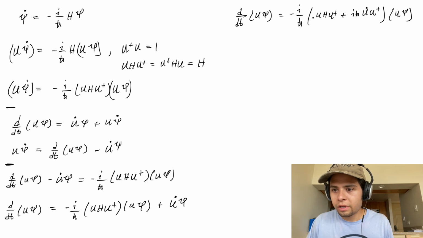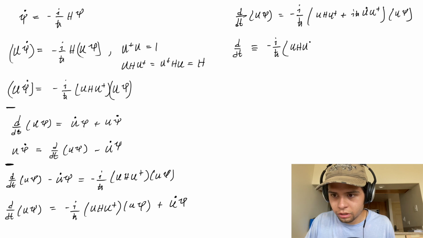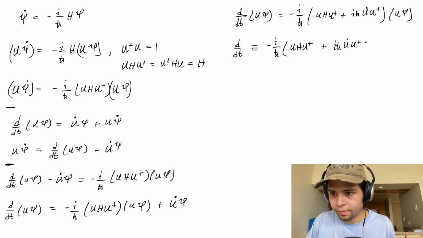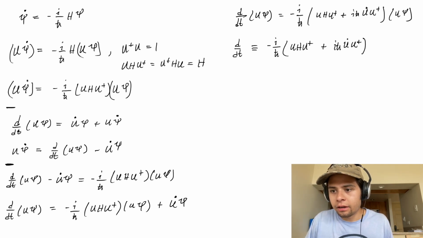Okay, and so what we have now is an eigenvalue problem, where basically d/dt is the operator. That's equivalent to multiplying by i h bar times U H U dagger plus i h bar U dot U dagger. Okay? So this is the eigenvalue.